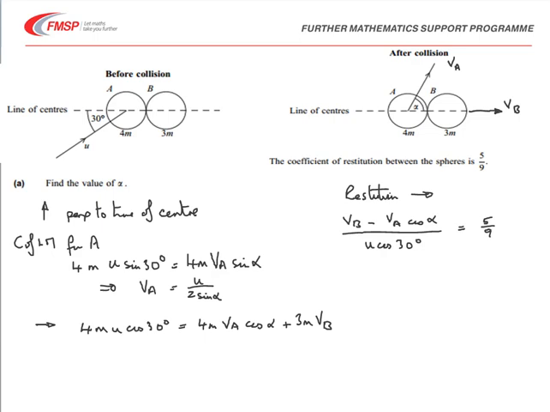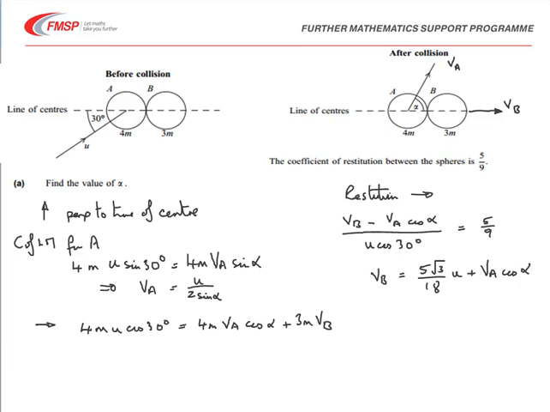Now just making VB the subject of that equation, we need to multiply by u cos 30, root 3 over 2. So we get 5/9 multiplied by root 3 over 2 times u. That gives us 5 root 3 over 18 multiplied by u, and then we need to add on to that VA cosine alpha. There's the three equations then.